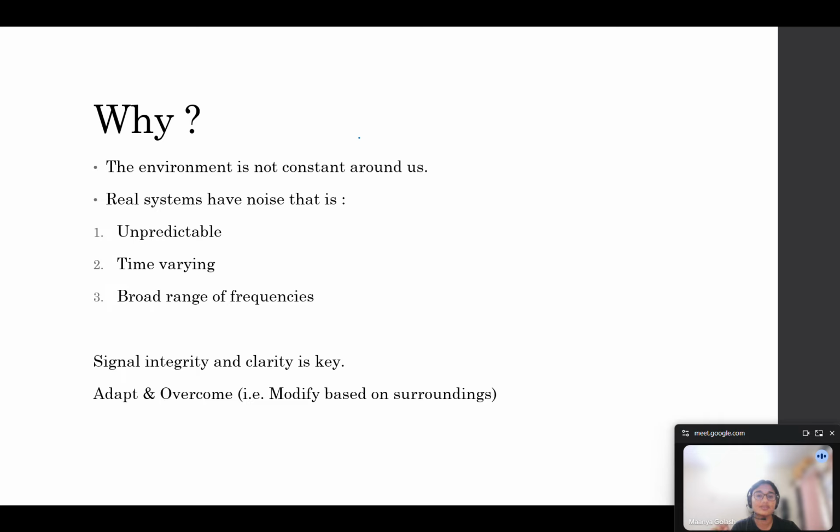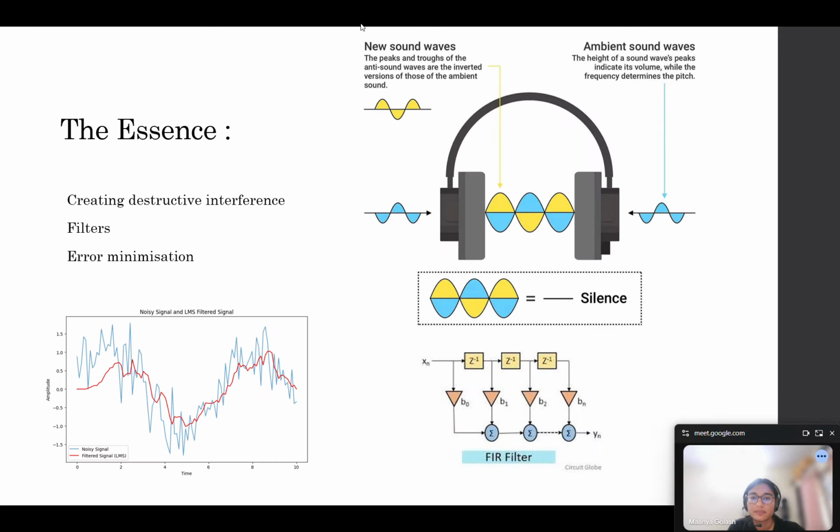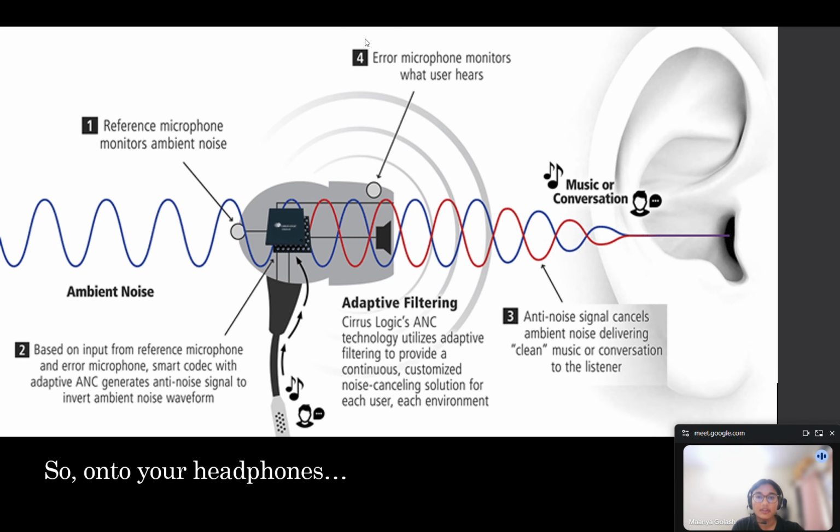Now, this technology uses the basic principle of adapt and overcome. It's basically measure from the surroundings, modify, and correct the error. Now, the underlying essence of this technology lies in three aspects. The first is creating destructive interference, using filters, and minimizing the error, the details of which we will come to in the further slides.